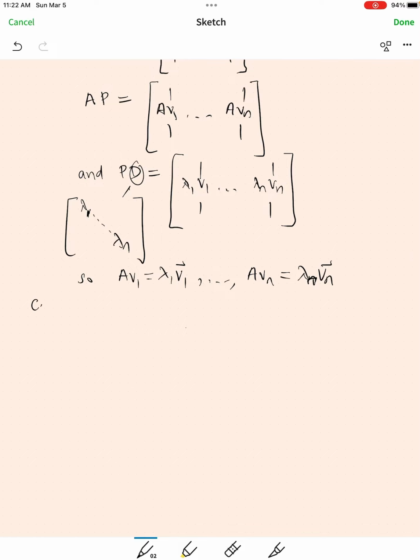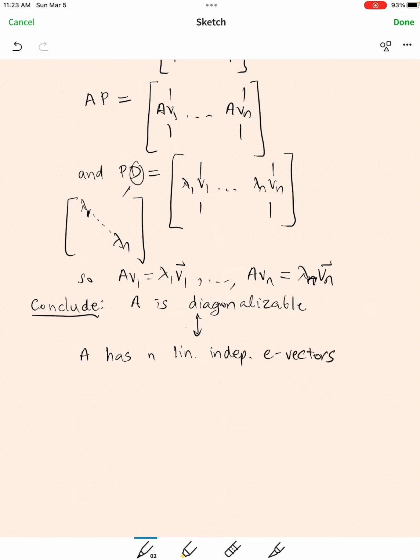So what do we conclude? A is diagonalizable precisely when A has n linearly independent eigenvectors. Okay?